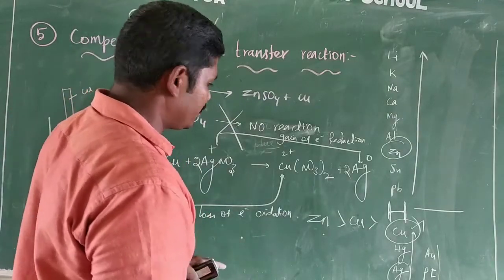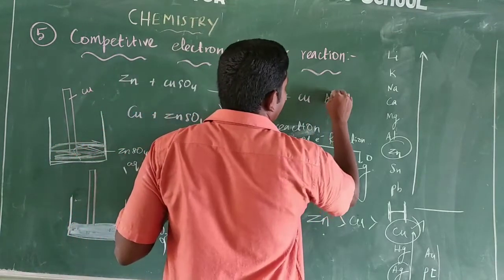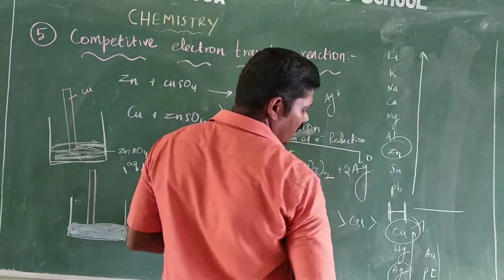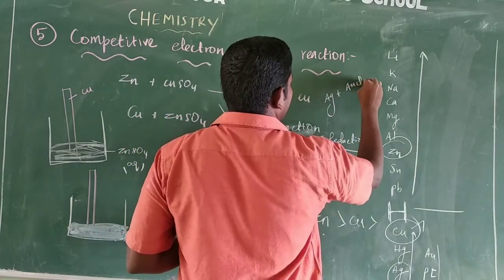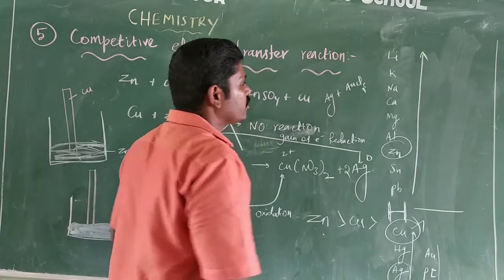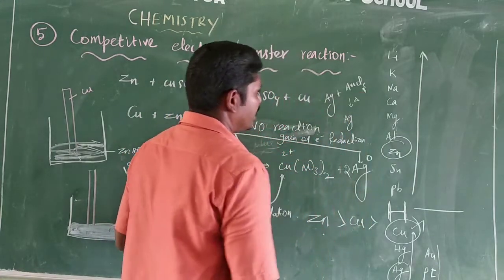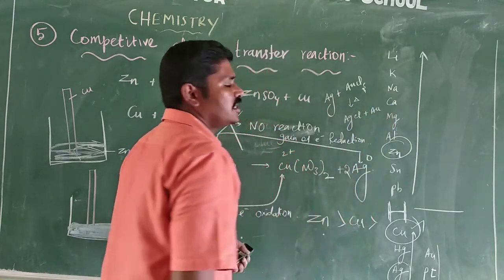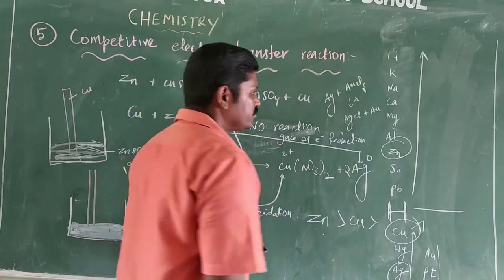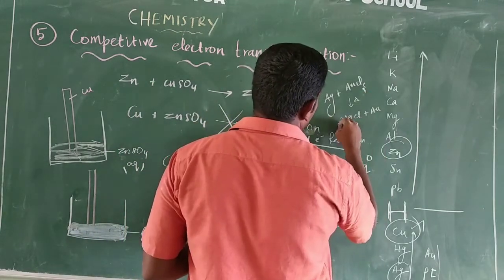Copper, silver nitrate, auric chloride. Silver reacts with AuCl3, auric chloride, to give silver chloride at high temperature. Silver chloride and gold. AgCl, 3 times.